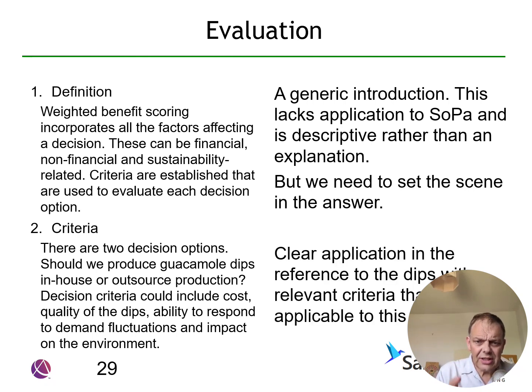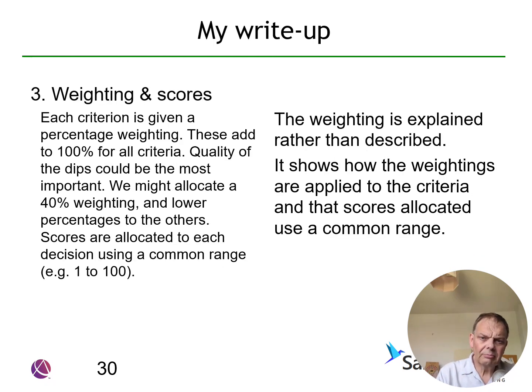In terms of the criteria, we've given clear application at this point with reference to the dips, with relevant criteria, and this is applicable into this scenario. As far as the weighting and scores, the weighting is explained rather than described. And this is an important distinction between those two words. Each criterion is given a percentage weighting. These add to 100%. Quality of the dips could be the most important.